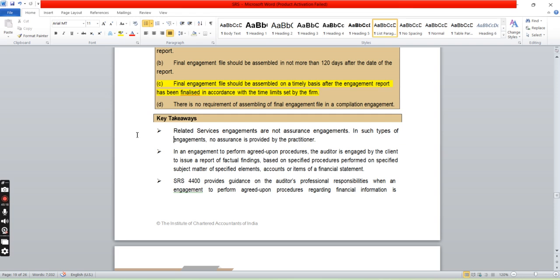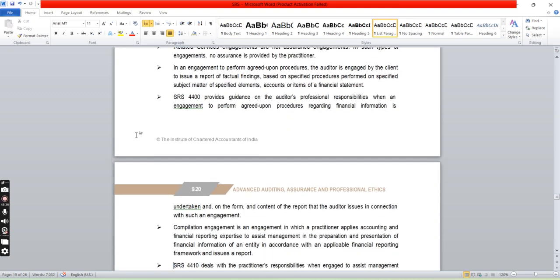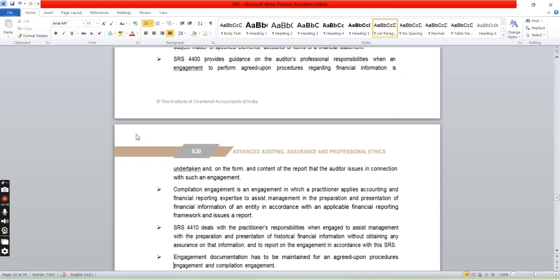In the engagement to perform agreed upon procedures, the auditor is engaged by the client to issue a report on factual findings based on specified procedures performed on a specified subject matter, specified element, account, and item of a financial statement. SRS 4400 provides guidance on the auditor's professional responsibility when engaged to perform agreed upon procedures regarding financial information, and on the form and content of the report that the auditor issues in connection with such an engagement.